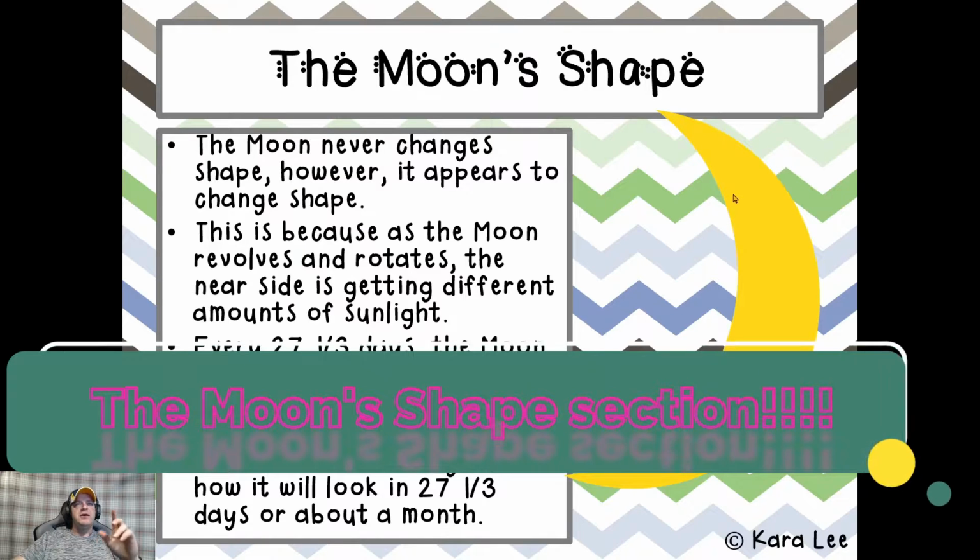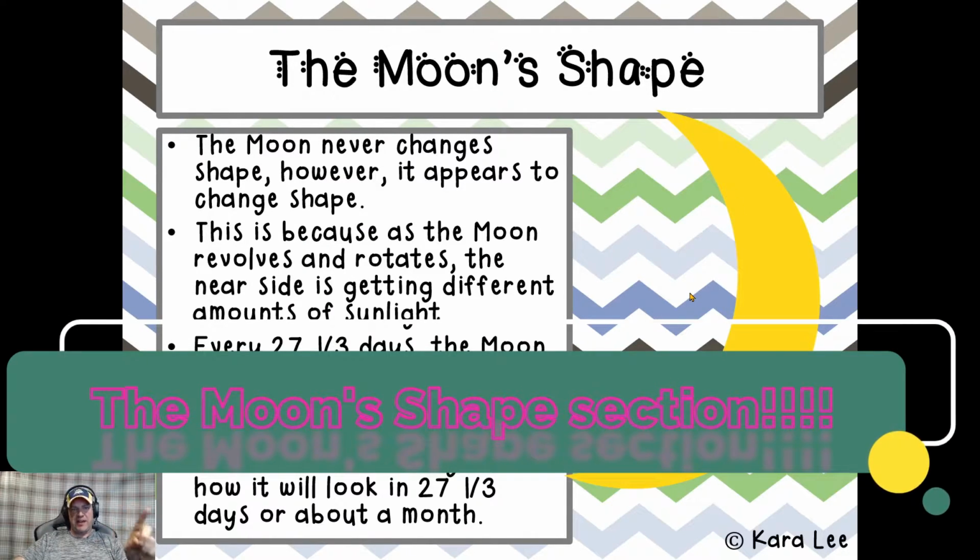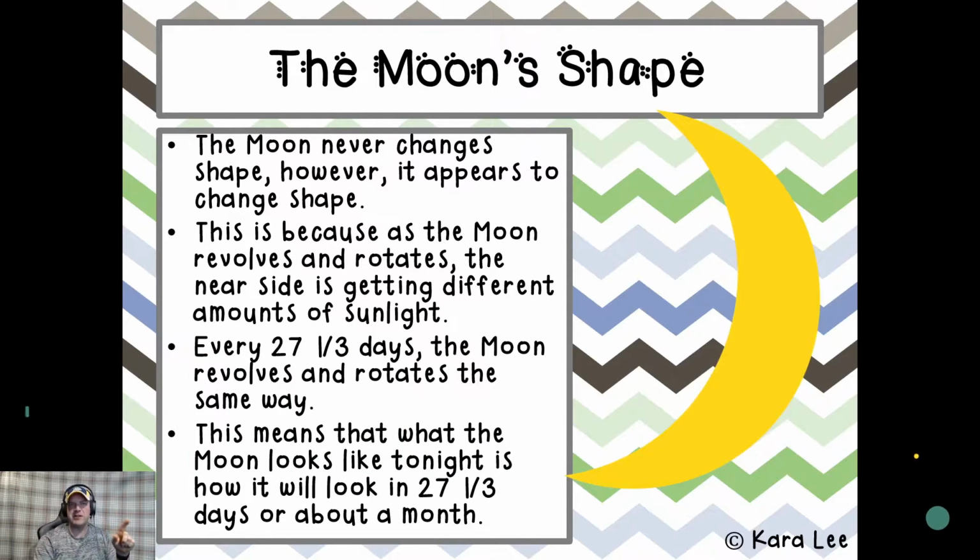The moon's shape. The moon never changes its shape. That's a common misconception amongst kids, that they think that the moon's shape actually changes. It doesn't. It's a sphere. It's been a sphere forever. But it does appear different in the night sky. And that is caused by, as it moves around us, it's only getting so much light from the sun. So we are only seeing that lit up side of the moon. But the moon never actually changes shape. Just the amount that gets light is what we see.